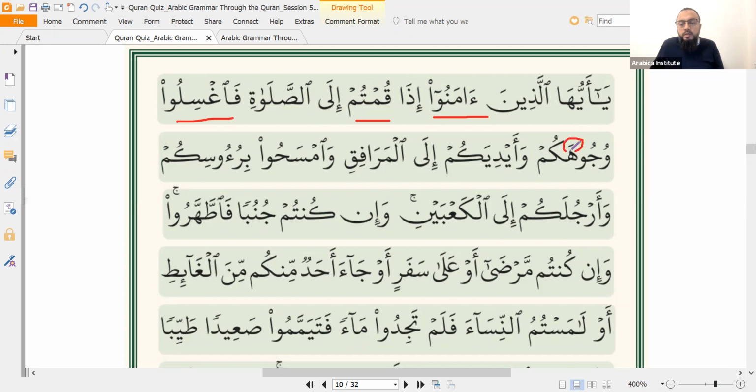وجوهكم, what's this one? فاغسلوا وجوهكم, what's that? Object. Object, good. وأيديكم, and your hands. That goes up because it's conjuncted to this, right? إلى المرافق, to the elbows. وامسحوا, and wipe. وامسحوا برؤوسكم, and wipe with your heads.